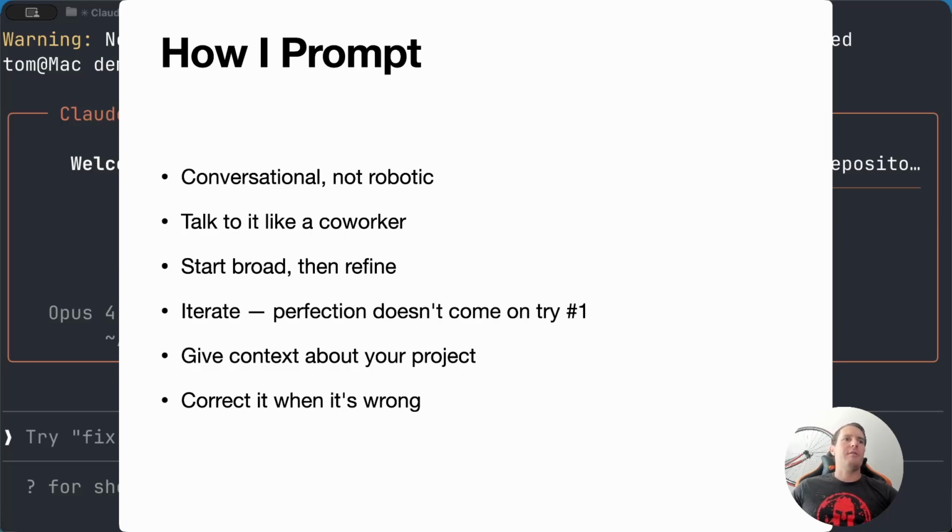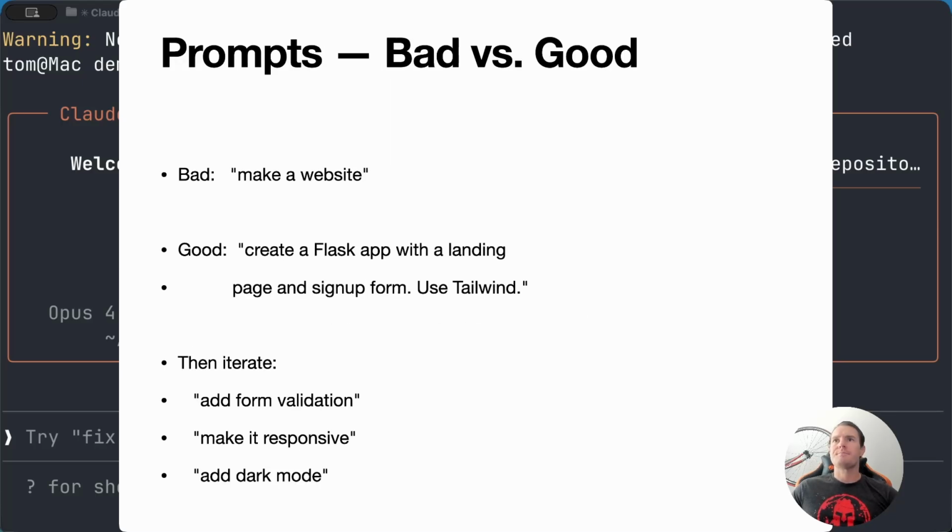The next thing is you really want to give context about your project and what you're trying to work on. The more it knows about your code base, your goals, all of your constraints, the better the output. If it gets something wrong, you correct it. Oh, that's not right, and explain why. It learns from the conversation. So let me show you some examples of what this looks like in practice.